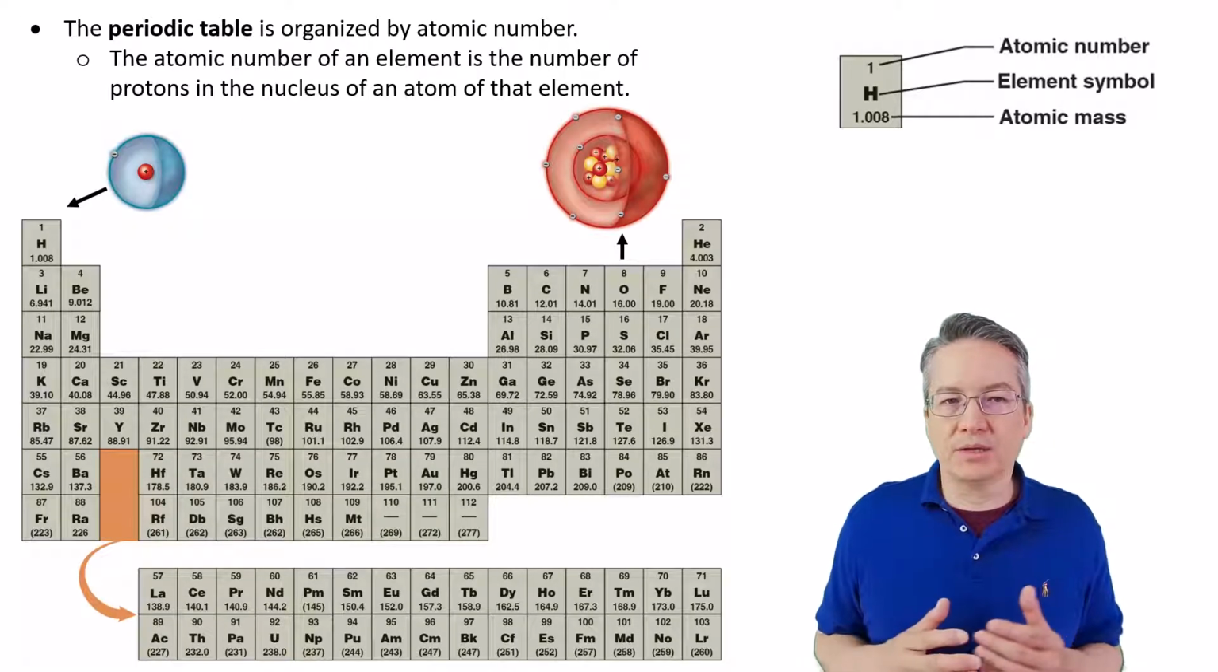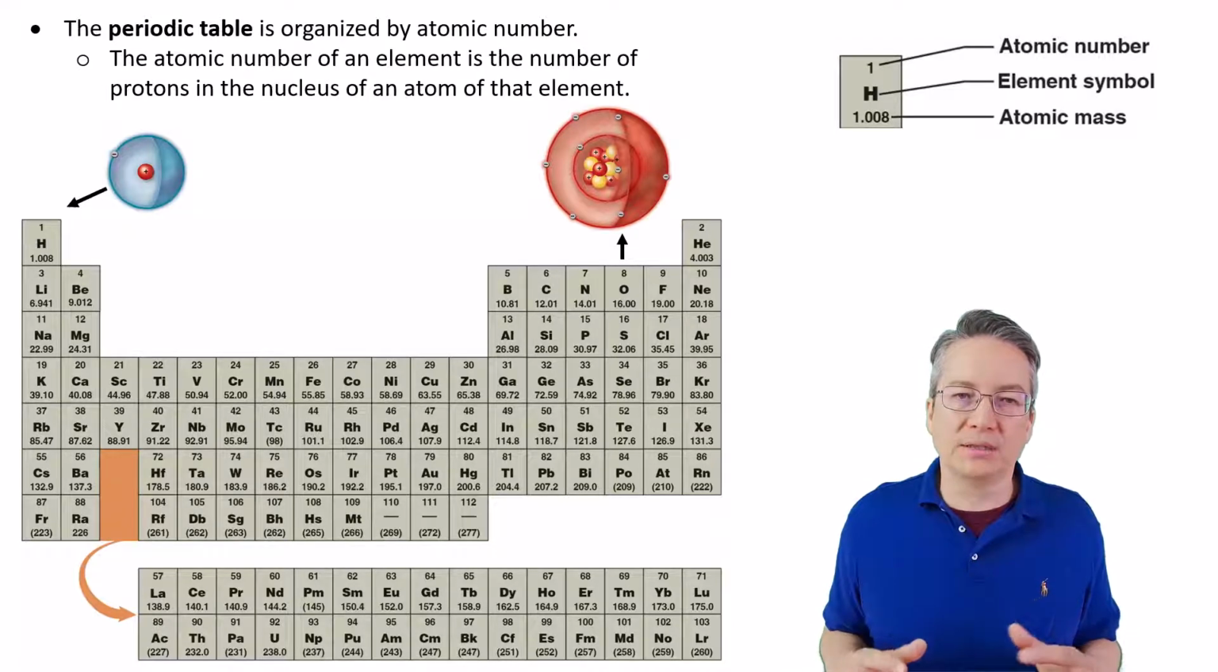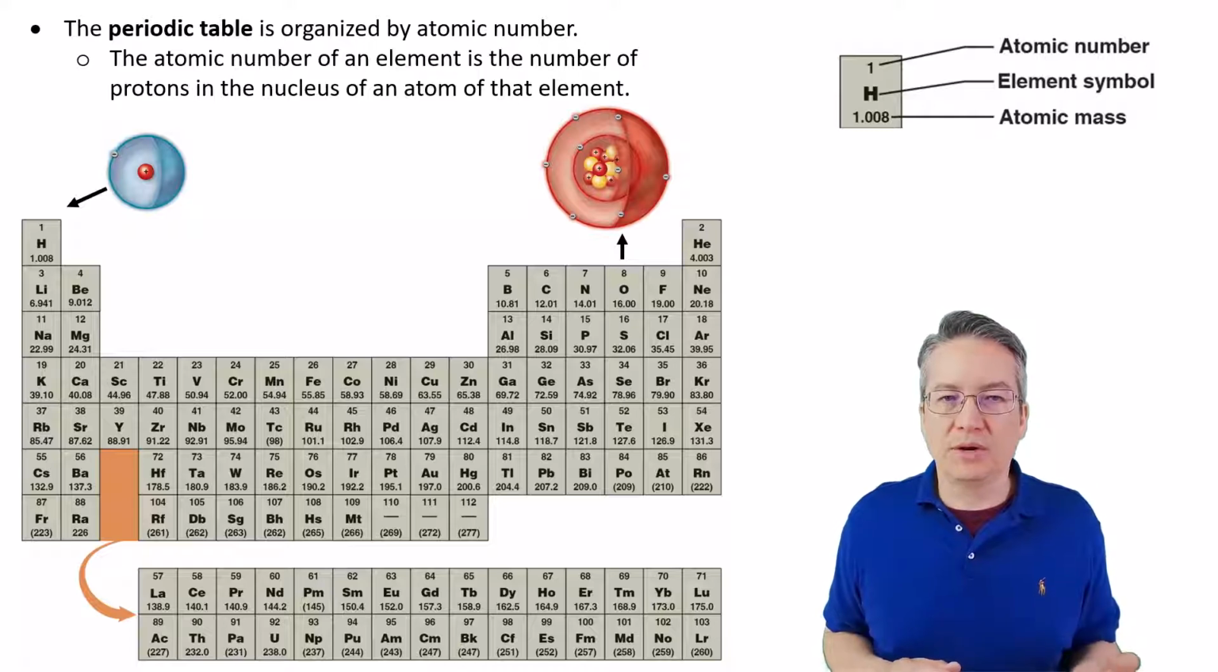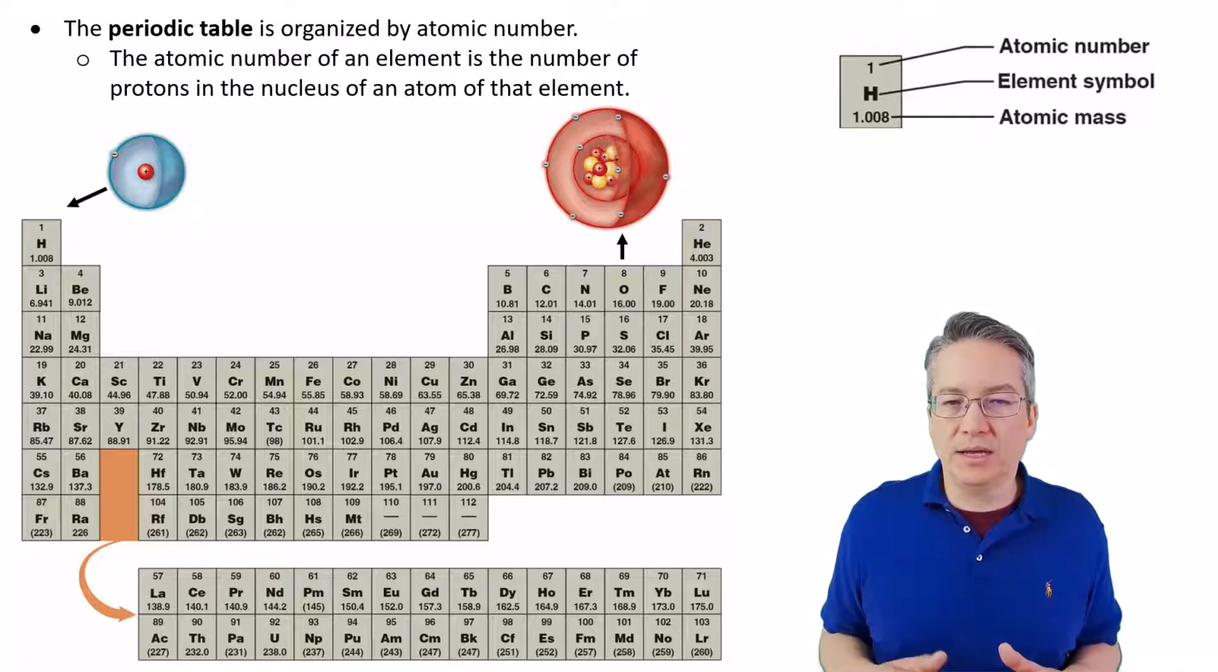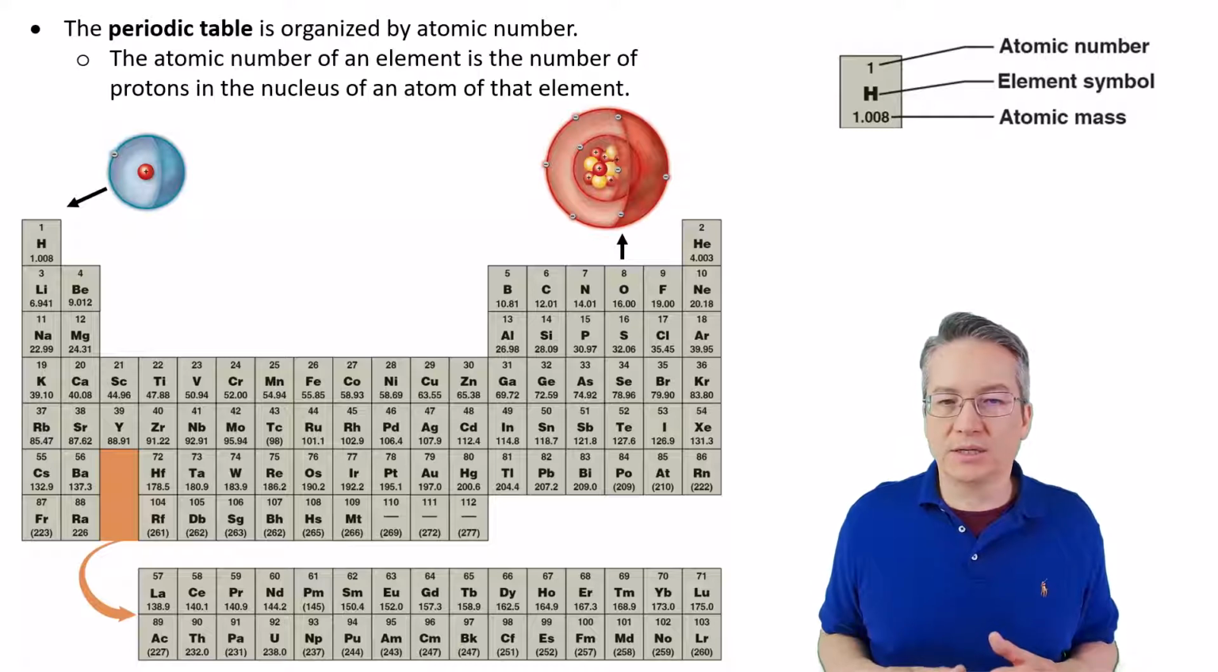Finally, let's talk about the periodic table. This is a way of organizing all the elements by their atomic number. So if we look at this table that I have here, we've already mentioned hydrogen. It has a single proton, so it has an atomic number of 1. Let's look at oxygen, which is another atom we've been looking at. It has 8 protons, therefore it has an atomic number of 8.